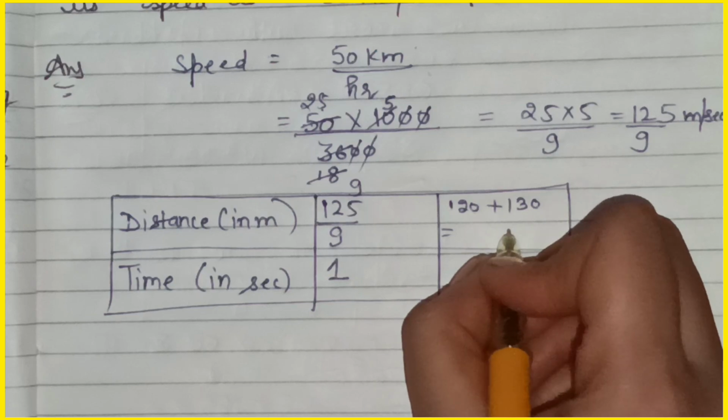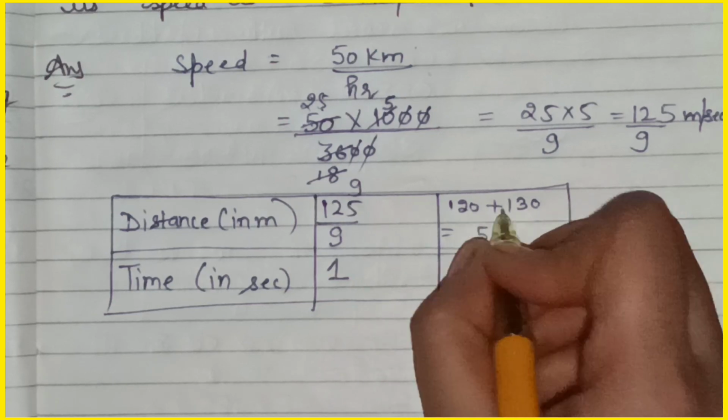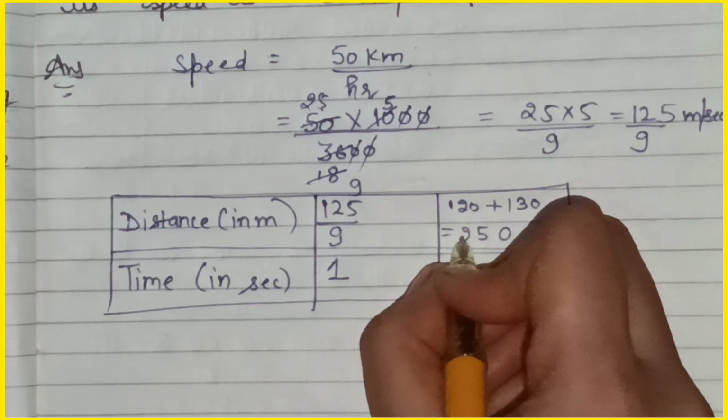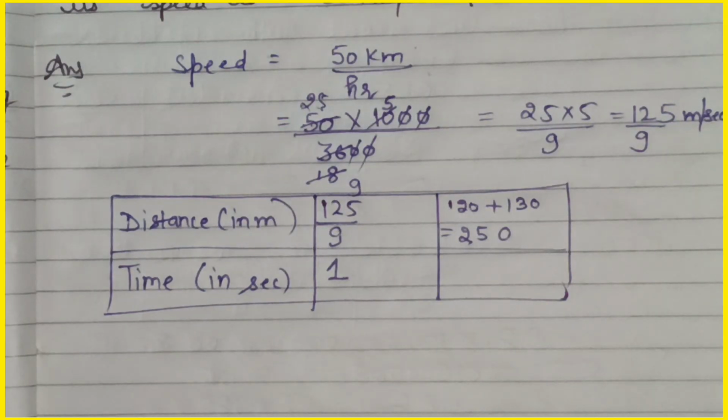0 plus 0 is equal to 0, 3 plus 2 is equal to 5, 1 plus 1 is equal to 2, so the distance is 250 meter, and let the time be x.